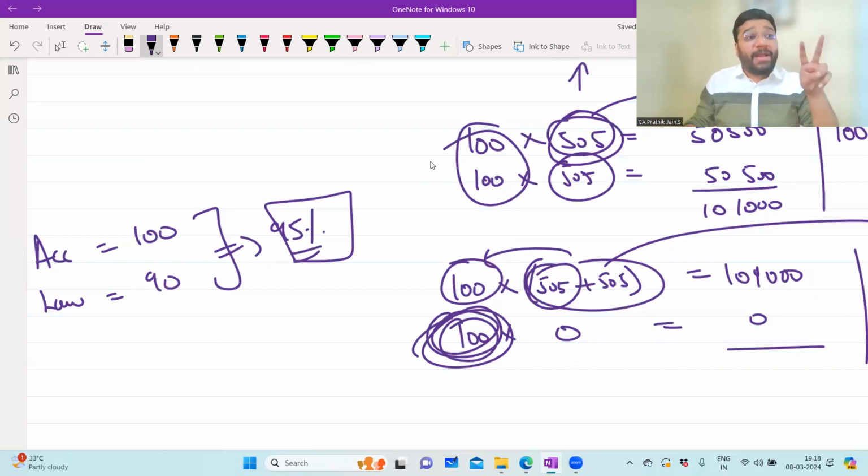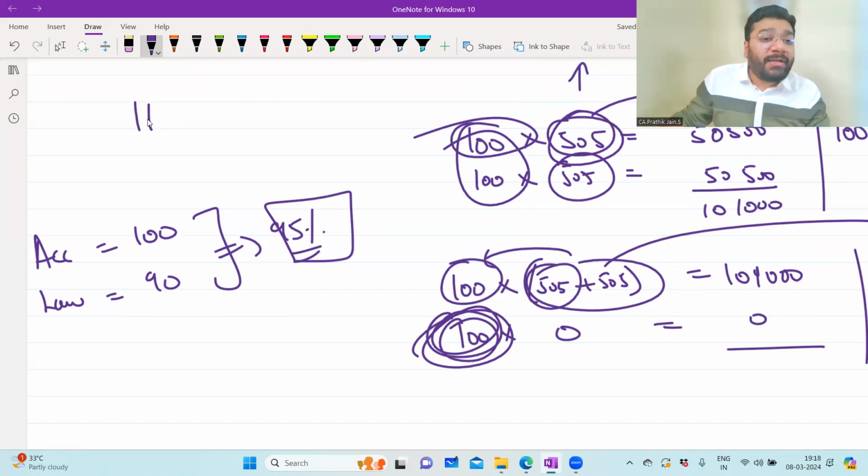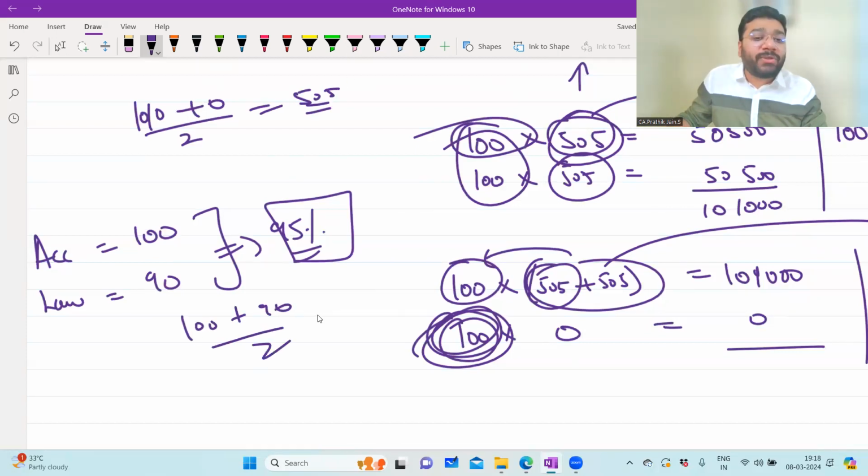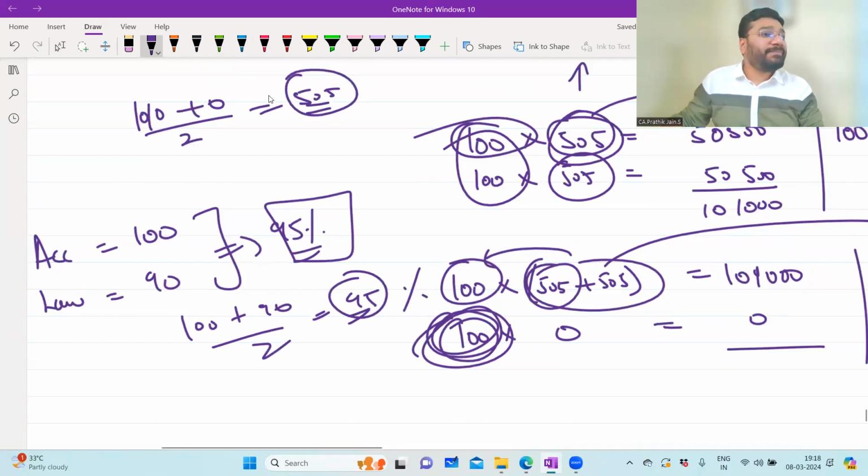But does it mean that 505 was the price for both the shares? No. Sir, 1,010 rupees was the price for the first 100 shares, and for the second 100 shares, it was 0. So 1,010 rupees plus 0 divided by 2. How much? 505. Same thing, no? 100 plus 90 by 2 is how much? 95. So what is 95? Sir, average mark. So what is this 505? Average. So whenever bonus shares are issued, the market price of the share will fall down.